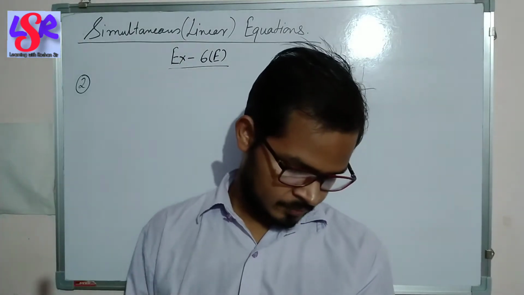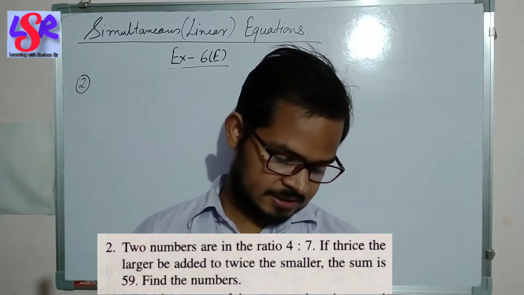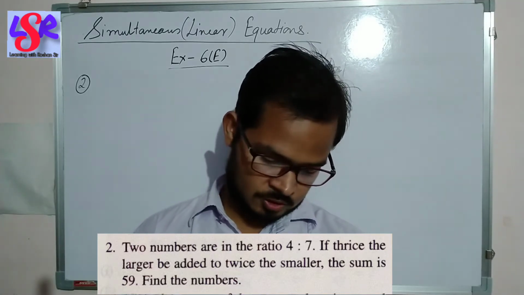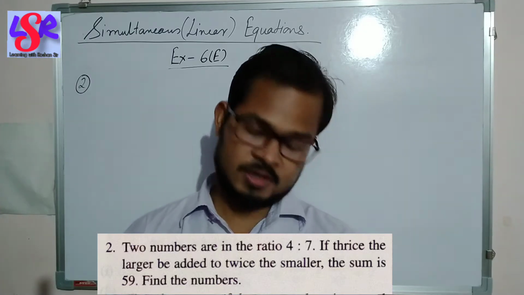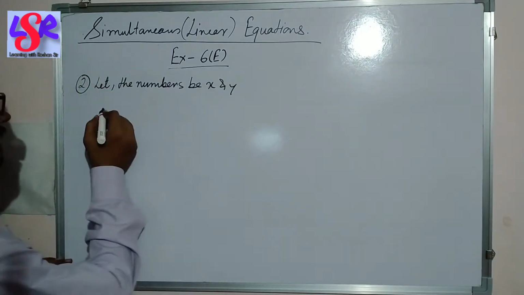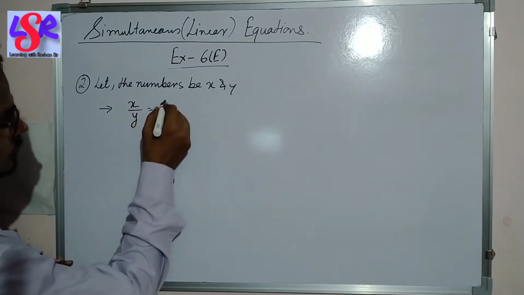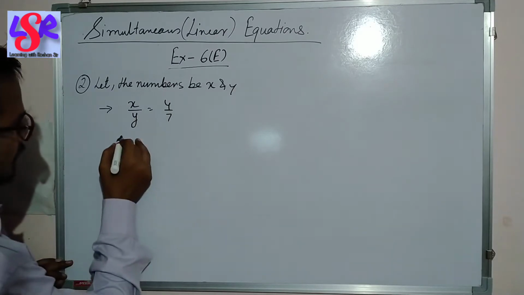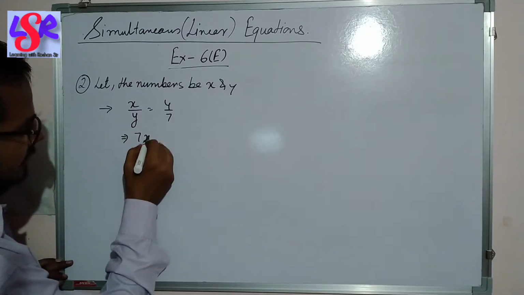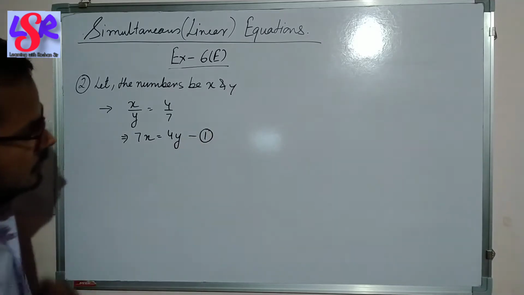Now let's see question number 2. Here we have two numbers in a ratio of 4:7. If thrice the larger is added to twice the smaller, the sum is 59. Find the numbers. Now here again let the numbers be x and y, and as the numbers are in the ratio of 4:7, so x upon y equals 4 upon 7, and this can be written as 7x equals 4y, as this is our first equation.